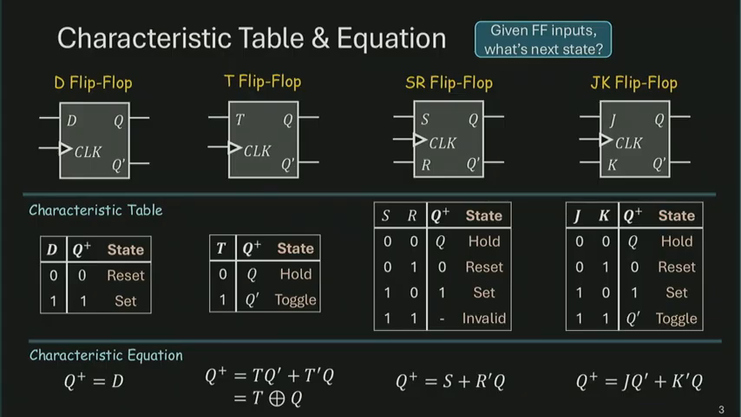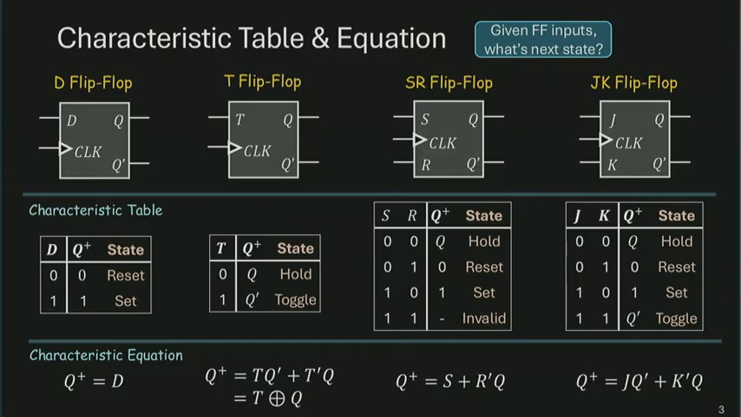And finally, JK repurposes the 1, 1 combination to be the toggle operation, and therefore it supports any kind of input combinations. And in general, the way we build sequential circuit is we put down a few flip-flops and build a combinational circuit controlling these D, T, SR, JK inputs. And you can summarize this behavior in a table format. You can also write it out as an equation.